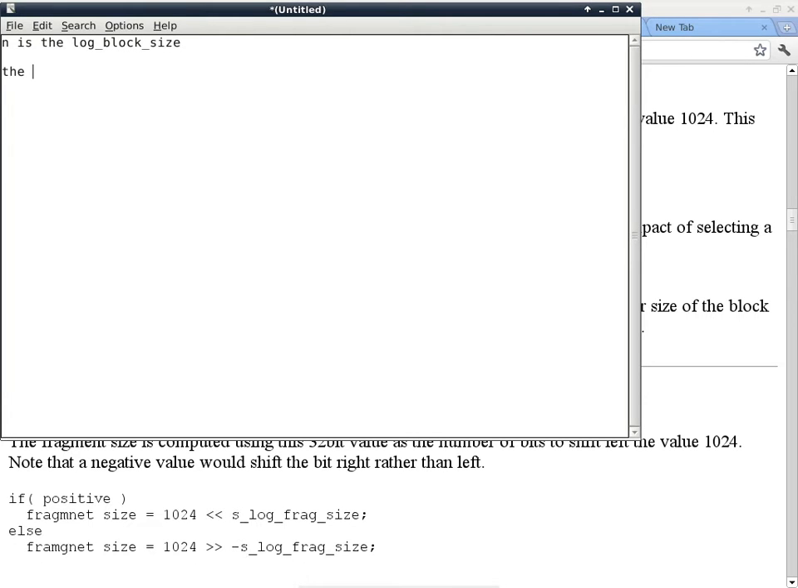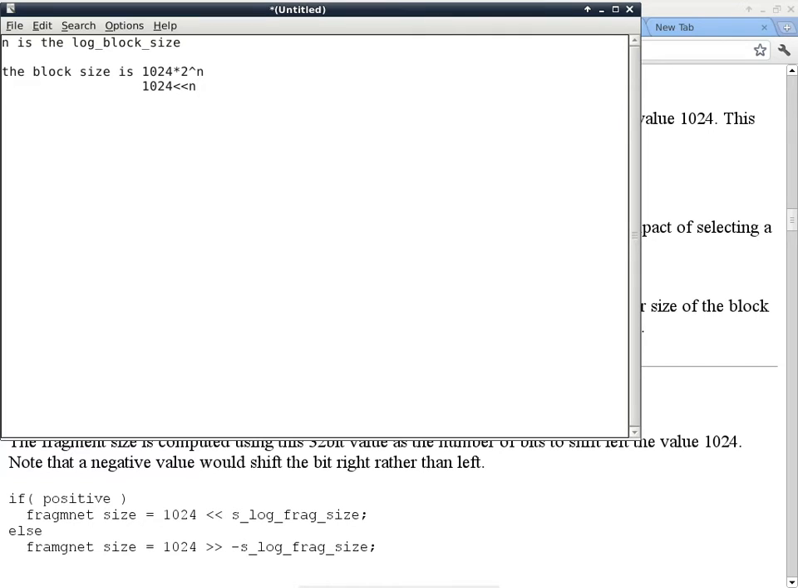The actual block size is basically 1024, which is the base, times 2 to the power of n. That's the number. But there's no need to use the power function, which is a floating point subroutine, and it doesn't really get you good results. So the way to do it is to say 1024 left shift by n times. That will give you the number that you need as a block size.